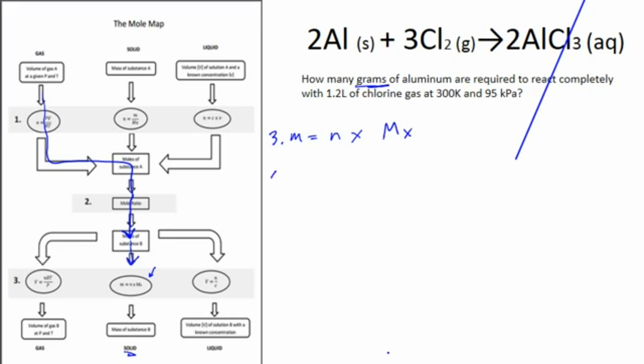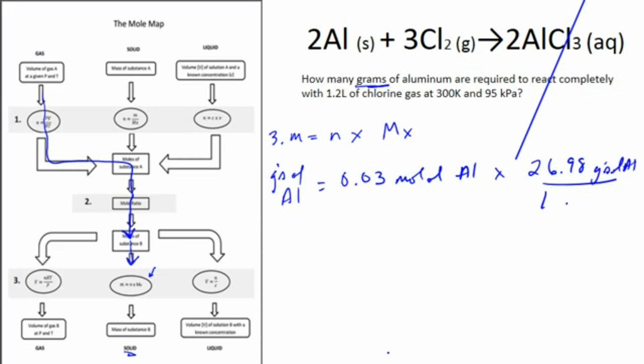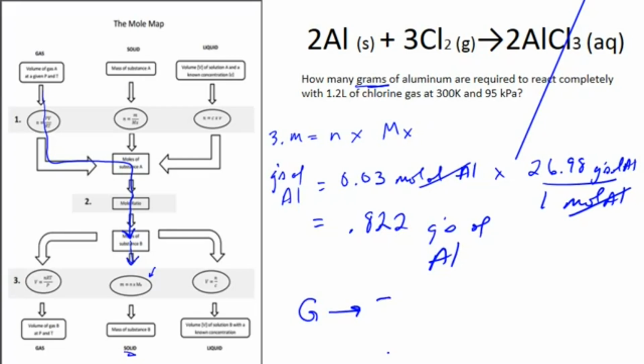So we are after the grams of aluminum, knowing we have that many moles of aluminum, and all we need to do is multiply that by our molar mass, which is 26.98 grams of aluminum per 1 mole of aluminum. And if you multiply those two values together, you get about 0.822 grams of aluminum. So to review, this question started as a gas and went to a solid.